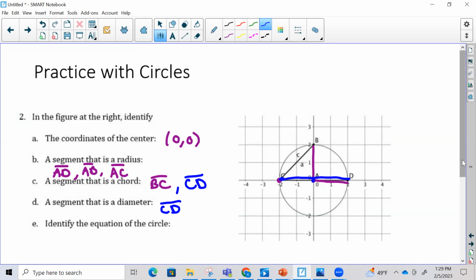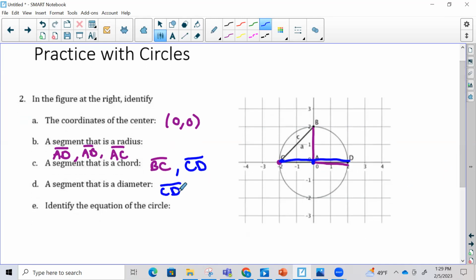Sometimes there are always, sometimes, never questions. If the question was, is a diameter always, sometimes, or never a chord, you would say a diameter is always a chord. If they ask, is a chord always, sometimes, or never a diameter, you would say a chord is sometimes a diameter, because for example, CD is a chord that's a diameter, but CB is a chord that's not a diameter.